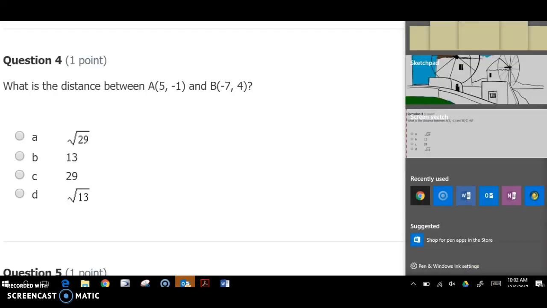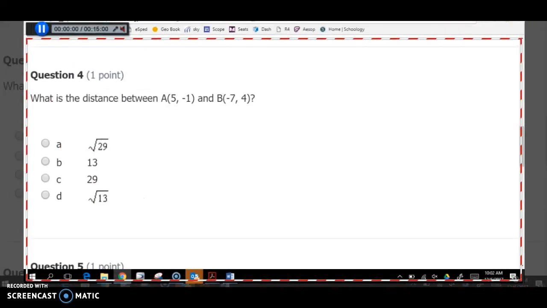Question 4. What is the distance between A at 5, -1 and B at -7, 4? Okay, you need the distance formula, which, if you don't remember, distance equals the square root of x2 minus x1 squared plus y2 minus y1 squared.